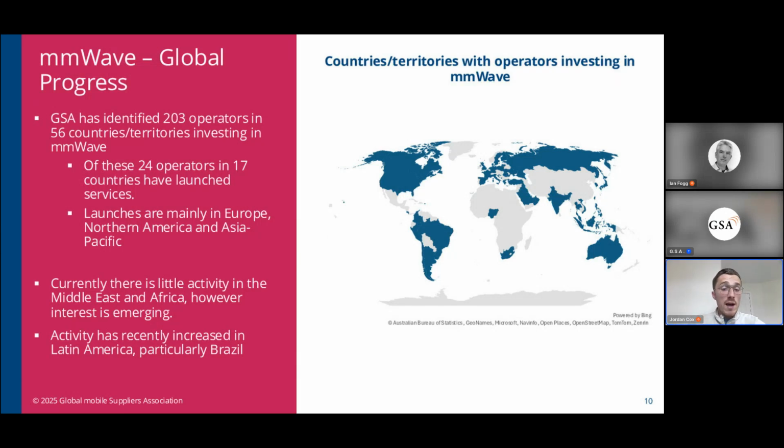Meanwhile, Latin America has seen a recent uptick in millimeter wave investment, with Brazil standing out as a front runner in this region. And so overall, while millimeter wave adoption is still in the early stages globally, we are seeing a steady increase in investment, especially in areas where spectrum policy, infrastructure, and urban density align. And as demand for high capacity services continues to grow, from enterprise use cases to fixed wireless access, we do expect millimeter wave deployments to gradually expand beyond the current early adopters that we have seen.